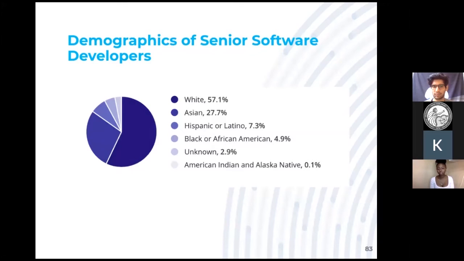Here, jumping into a more specific visualization of the senior software developers, we can see just off the bat, white people are very much dominating this field of work in the technology industry. And the second demographic would be Asians, with about 30% of the demographic covered. But just jumping from white to Asian, you can see that the drop off is massive.